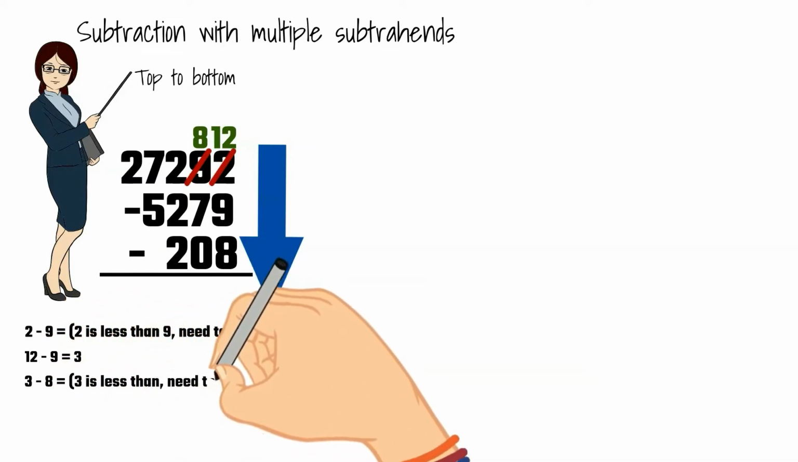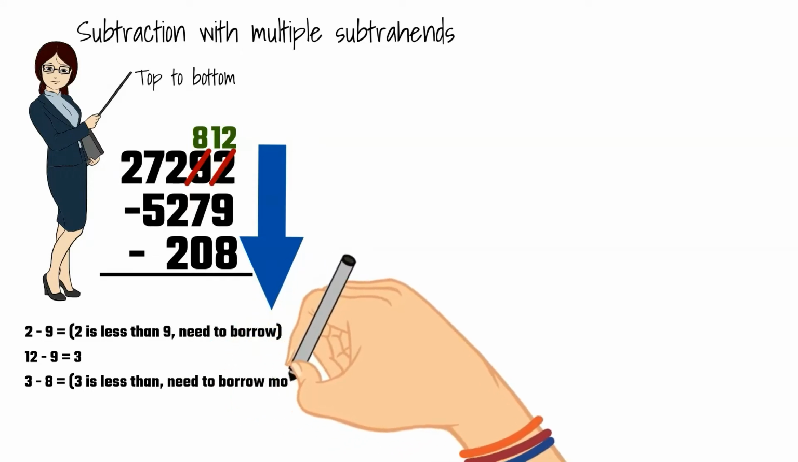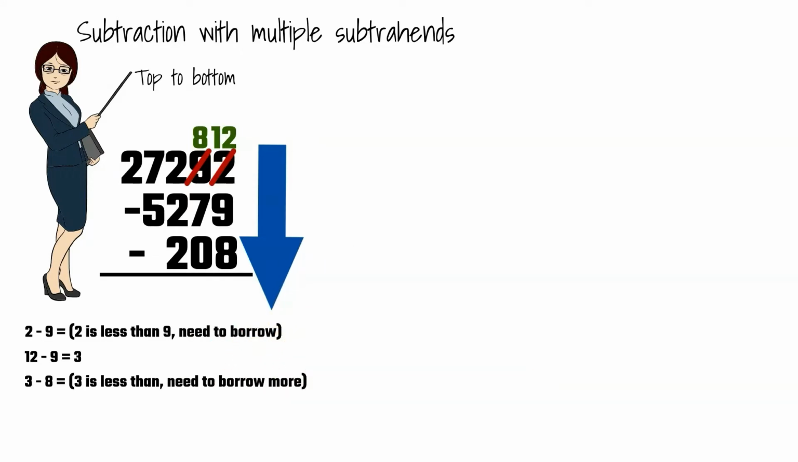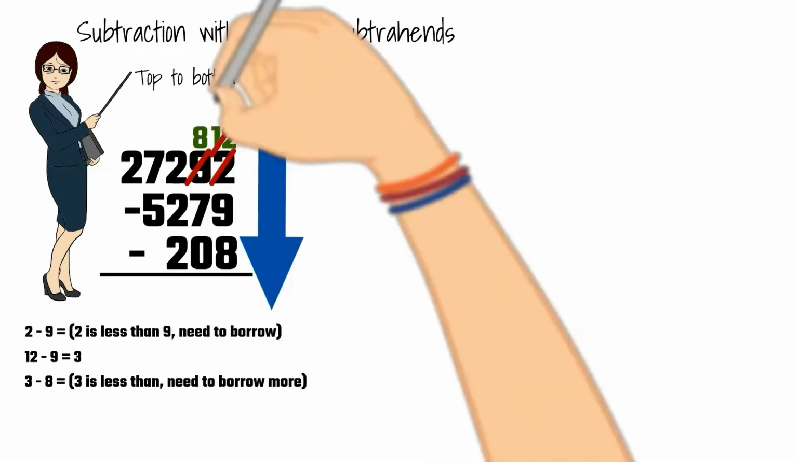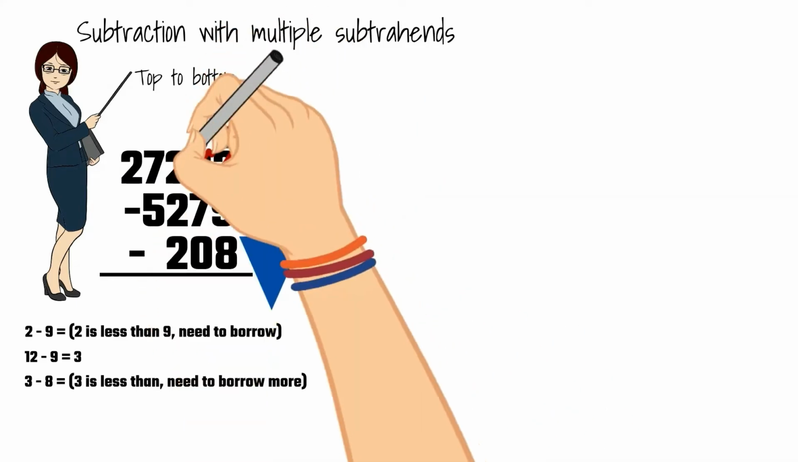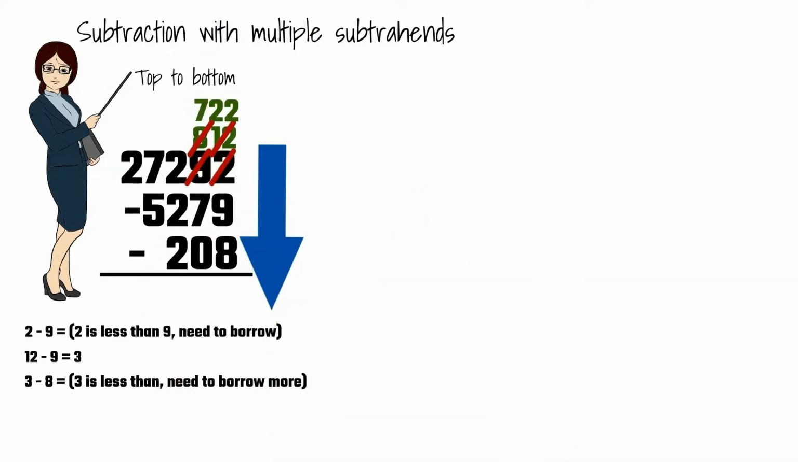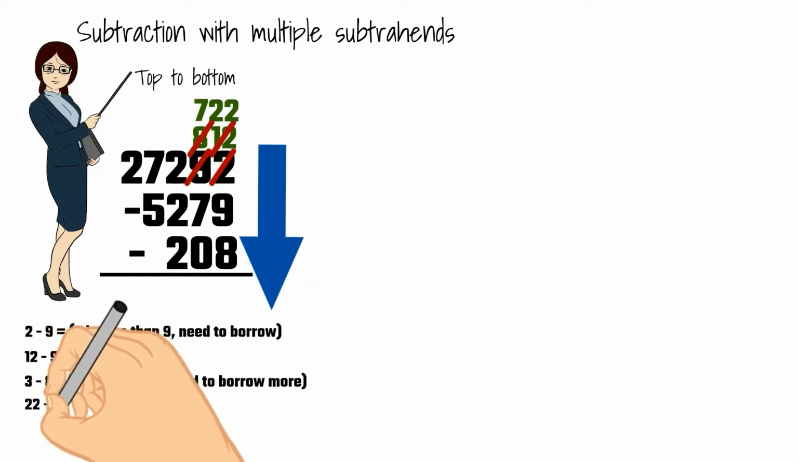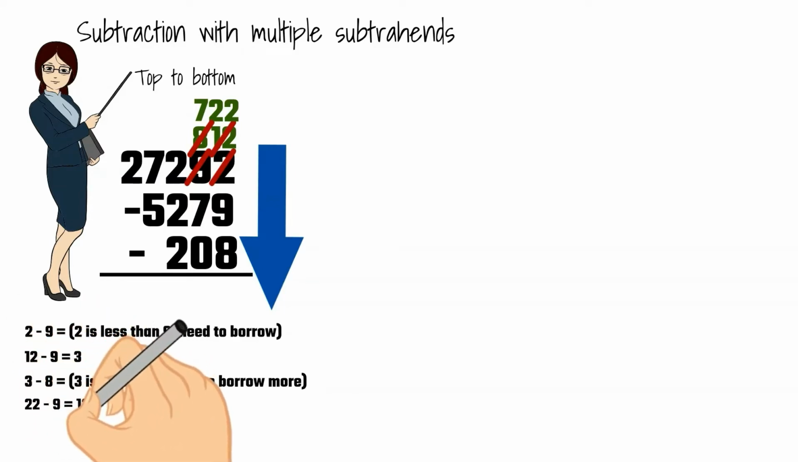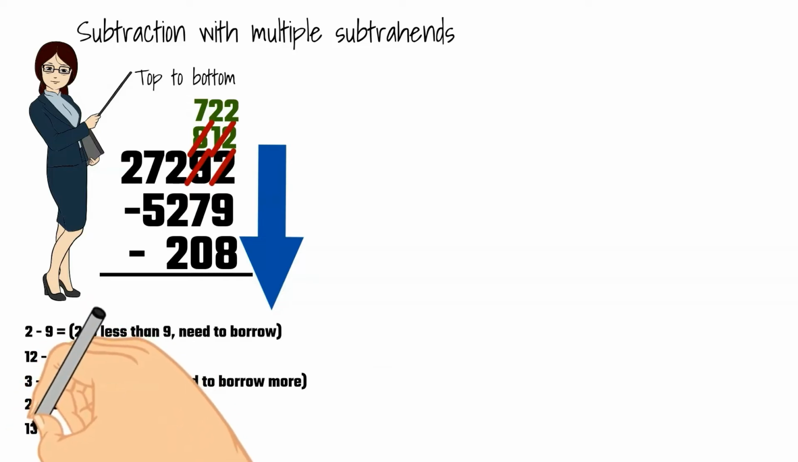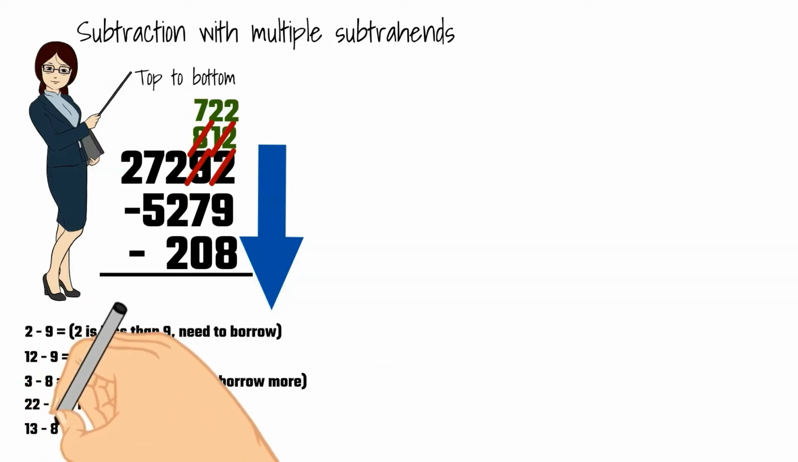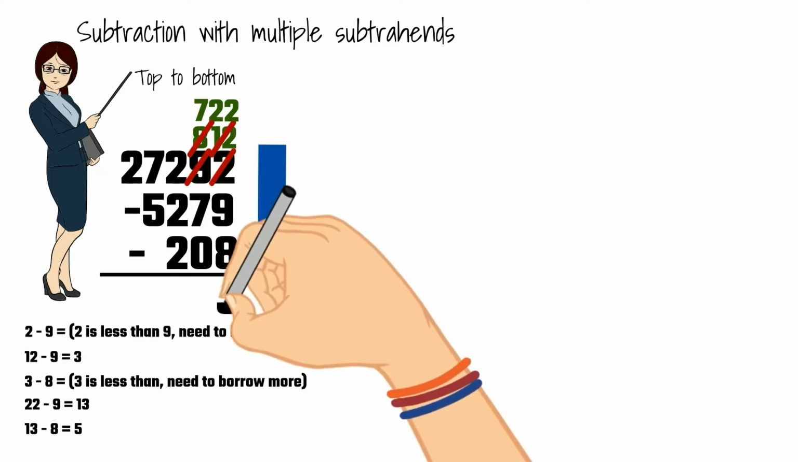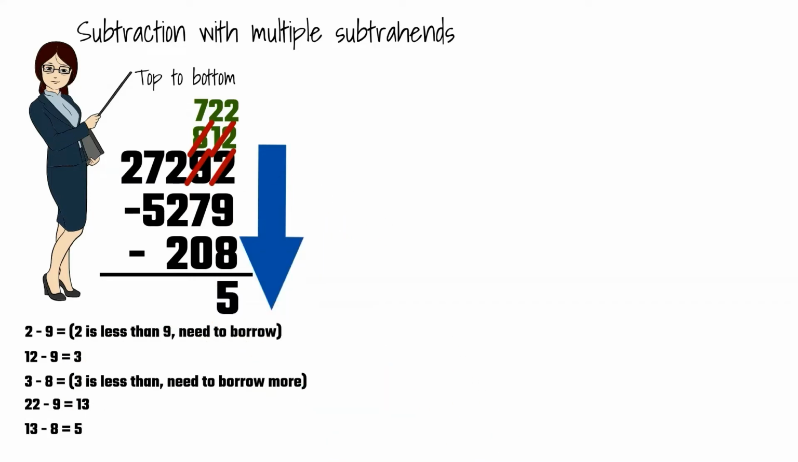3 is also less than 8. This means the amount we borrowed from the next place value was not enough. We need to borrow more. 12 has to borrow 1 from 8. 12 becomes 22 and 8 becomes 7. Let us again perform the subtraction in the ones place. 22 minus 9 equals 13. 13 minus 8 equals 5. 5 is then written below the digits in the ones place value.